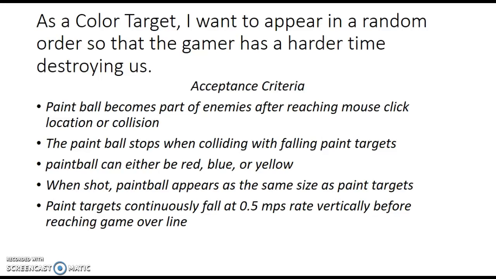When shot, the paintball appears as the same size as the paint targets, and paint targets continuously fall at a 0.5 megapixel per second rate vertically before reaching the game over line.